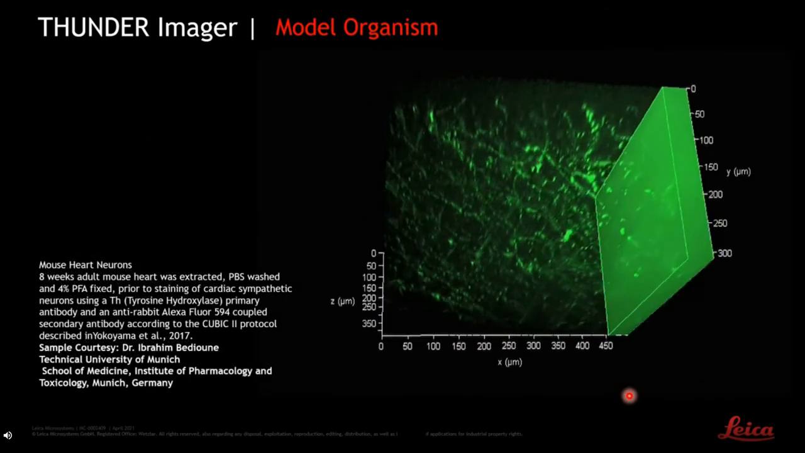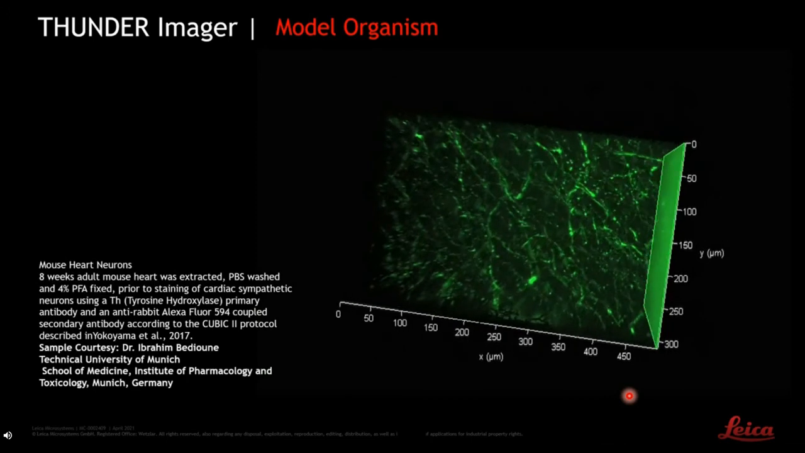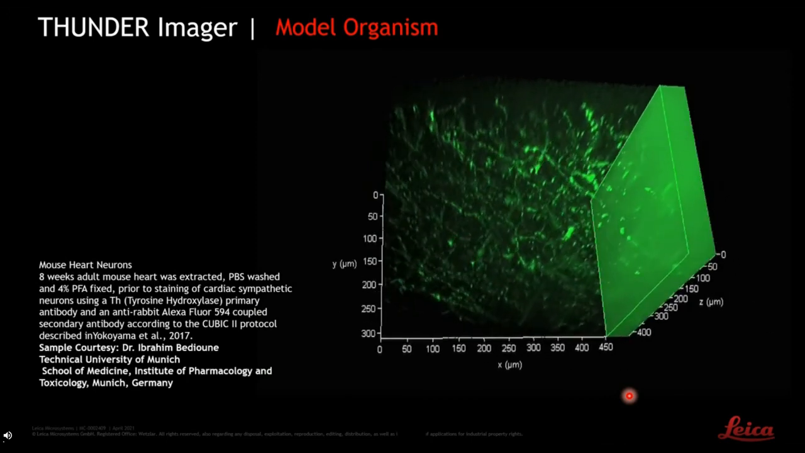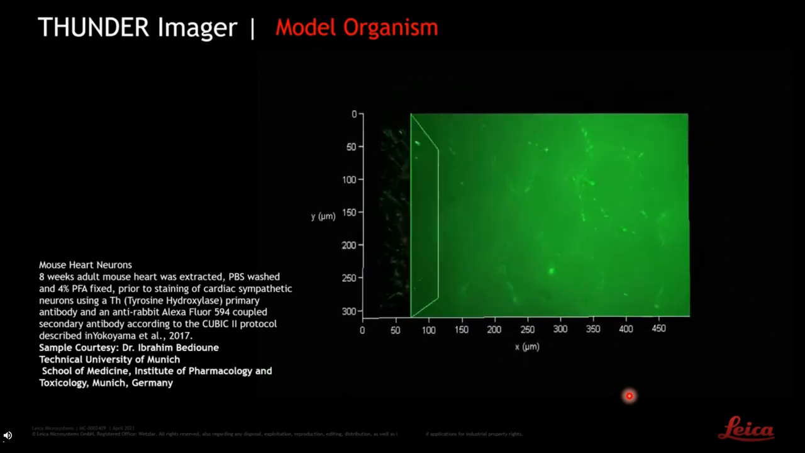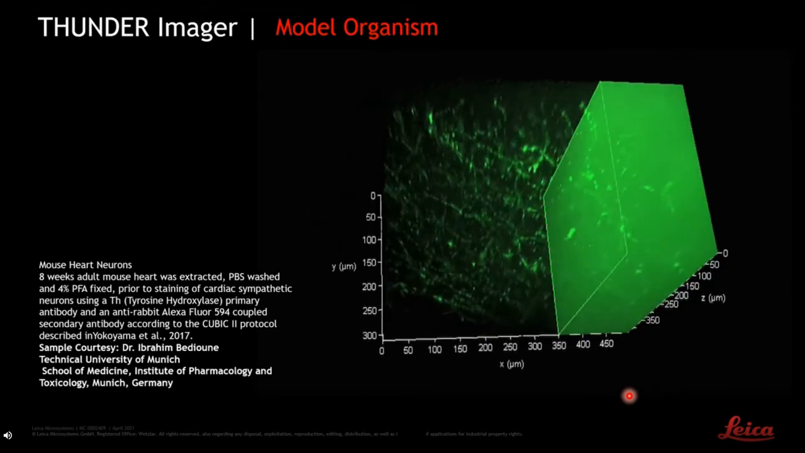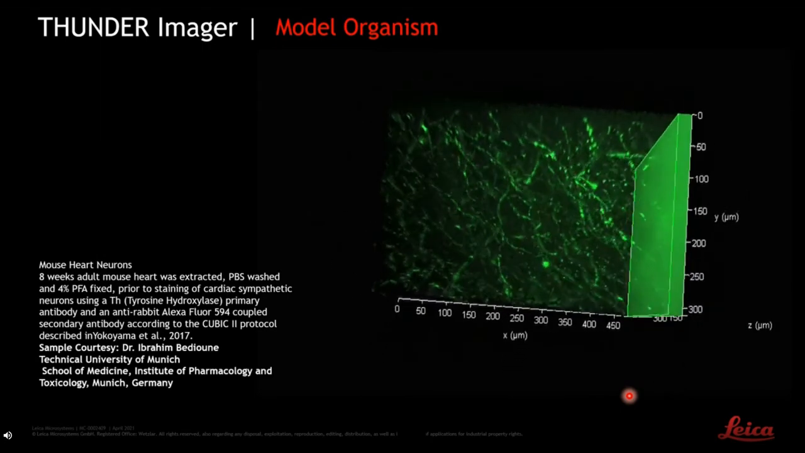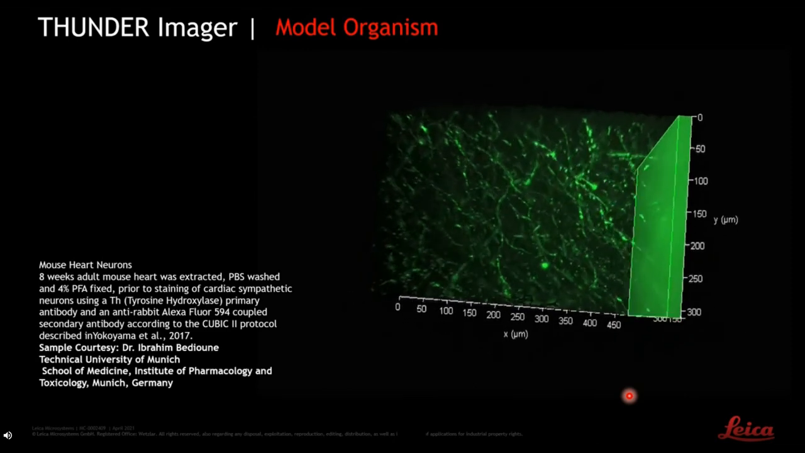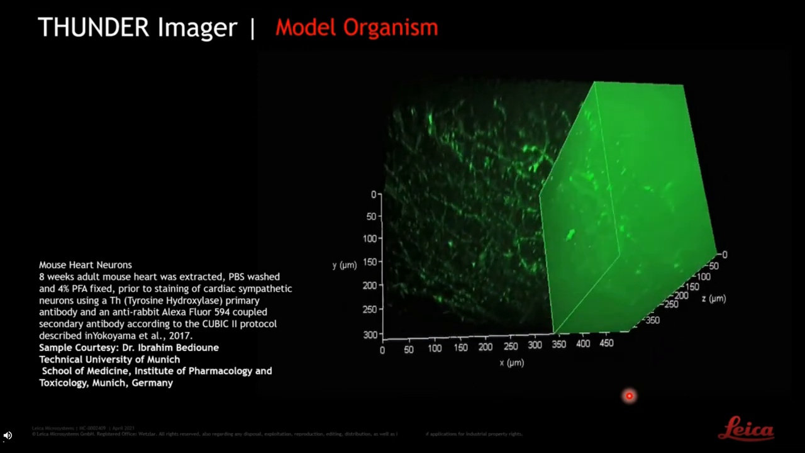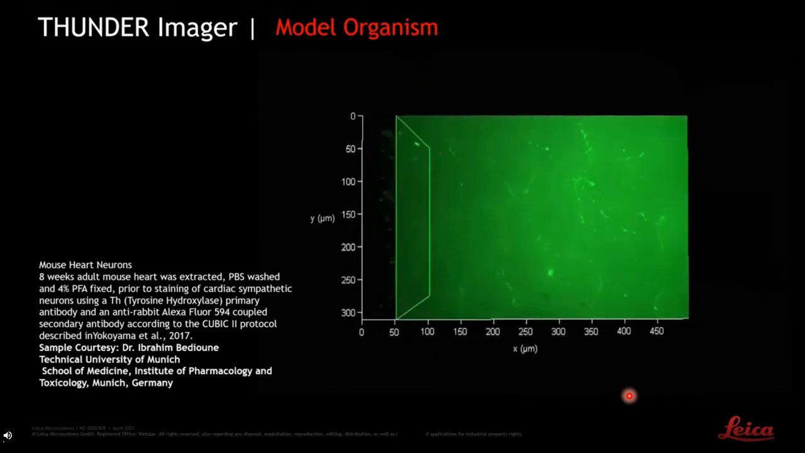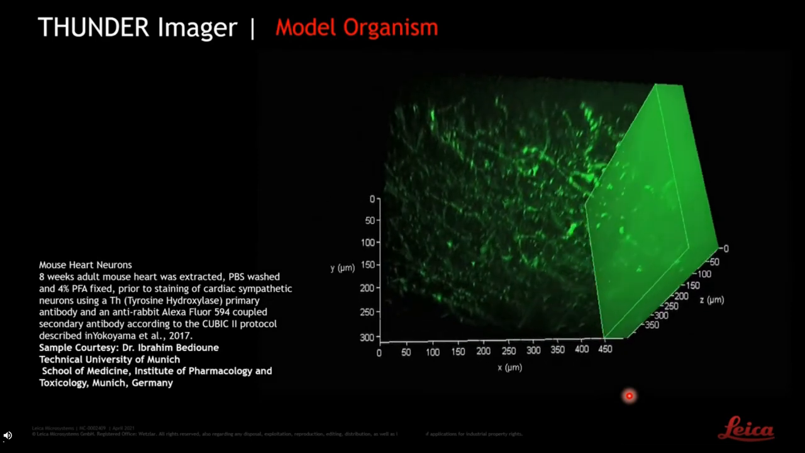Here is a mouse heart stained for TH positive neurons. It's rendered in 3D within our LAS X software. The total Z-stack thickness was 400 microns. Here is the result before Thunder, and that is the result after Thunder.